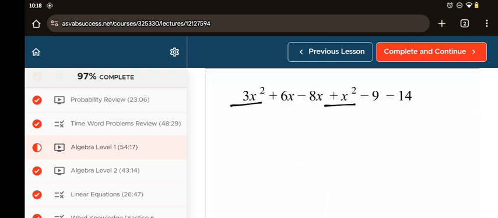So we have 3x squared plus x squared. There are no other x squareds, so we're just going to do 3 plus 1, that is 4x squared. Then we have 6 minus 8. These are the only ones that have x's with an exponent of 1, so I'm just going to put these two together, and 6 minus 8 is negative 2. So this is negative 2x.